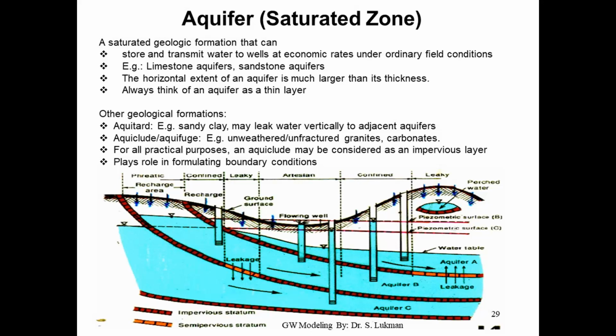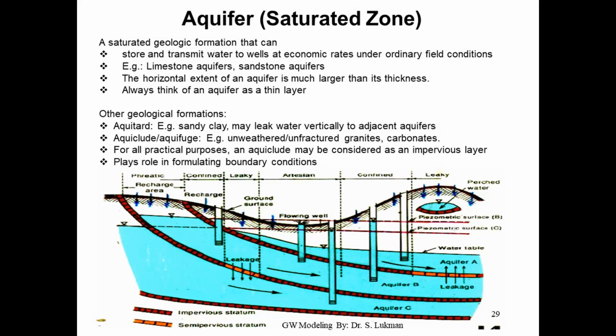Aquitard, e.g. sandy clay, stores water but does not transmit it under ordinary field conditions. So it violates one of the basic characteristics of an aquifer, which is transmission. That's why it is called an aquitard. Sandy clay may leak water vertically to adjacent aquifers, because normally, as we are going to see, aquitards are usually the separating geologic formation between adjacent aquifers. But the vertical leakage is not appreciable enough.